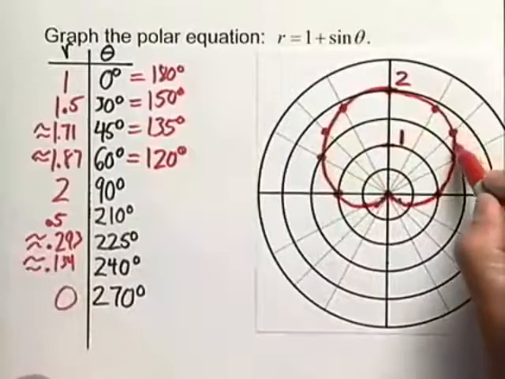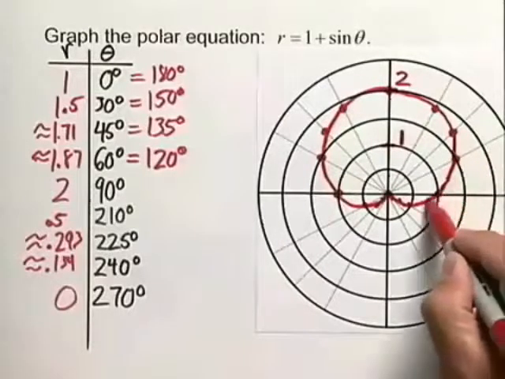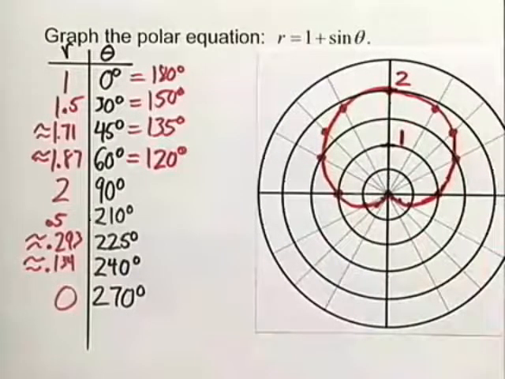So it takes some doing. You have to be very careful. Using some of our attributes of the sine, we can see this mirror image. So we've graphed the polar equation r is equal to 1 plus the sine of theta.